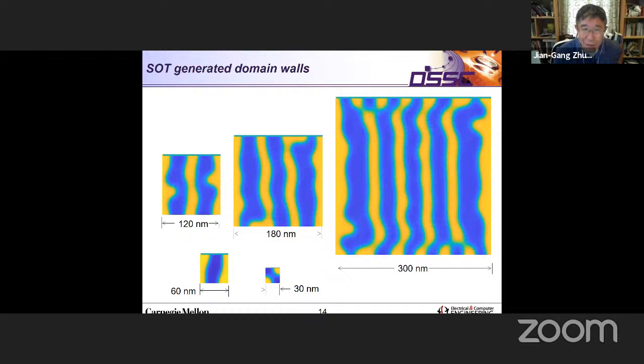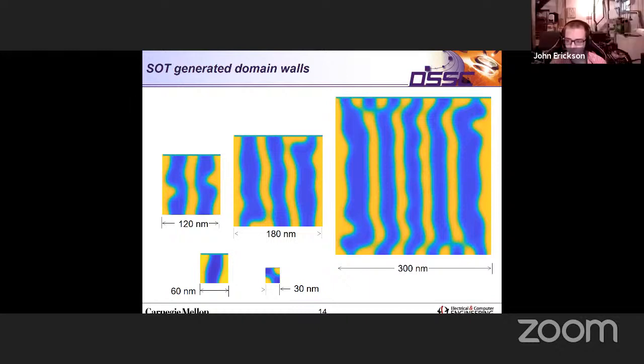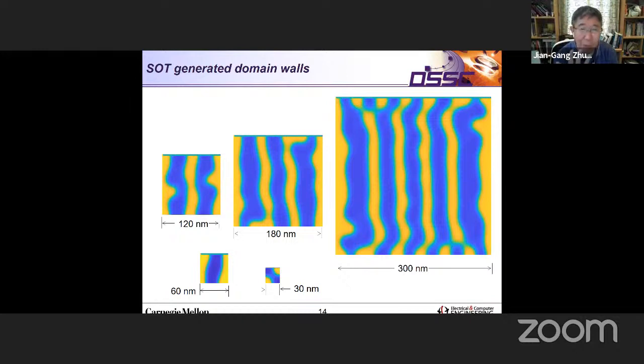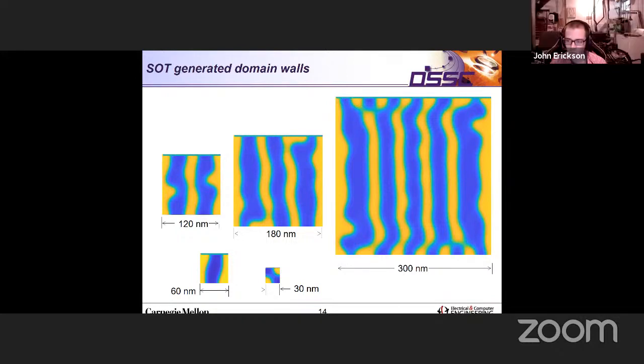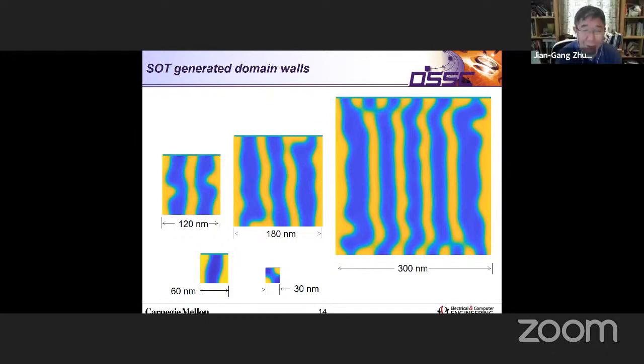No. These stripes form during the process. So what it is, usually in this perpendicular MTJ, you have a perpendicular anisotropy, right? So it's easy to switch this way. It means you always have up and down, up and down, up and down. So magnetically, that's easier. So yeah. Okay, thank you. No problem.